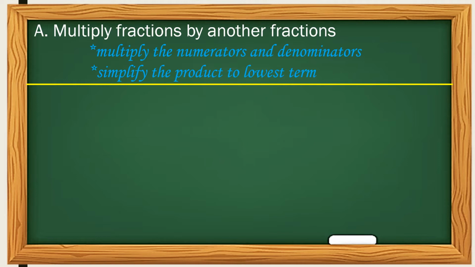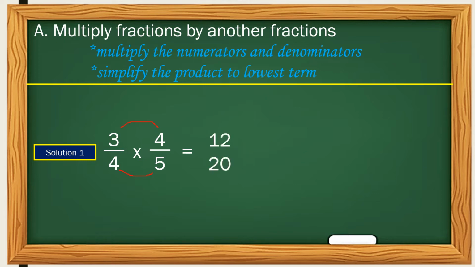One more example. So, solution 1, 3/4 times 4/5. Ipapakita ko sa inyo dito yung dalawang solution. Okay? So, it's equal to, just follow the steps, multiply the numerator and the denominator. So, multiply natin itong dalawang to. That is equal to 12 over 20.